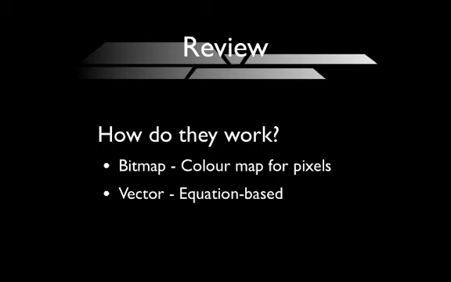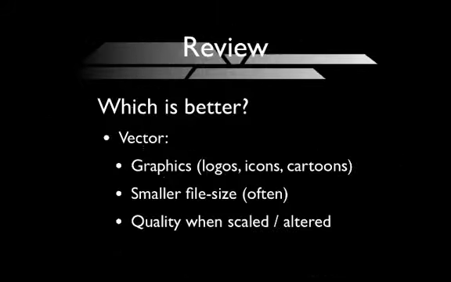A bitmap is a color map for the individual pixels of the image, and a vector image is equation-based, so it deals more with points, coordinates, and mathematics to do things like lines connecting coordinates. We also talked about which is better in terms of vectors. They work very well for graphics like logos, icons and cartoons. They usually have a smaller file size, and they maintain really high quality when you scale them or when you alter the image, like when we wanted to change one of the paths between 2 points.